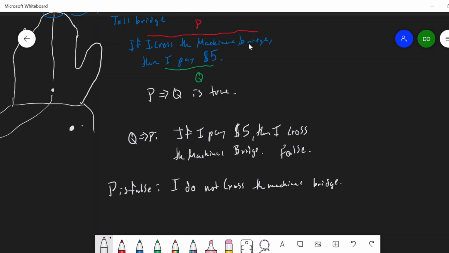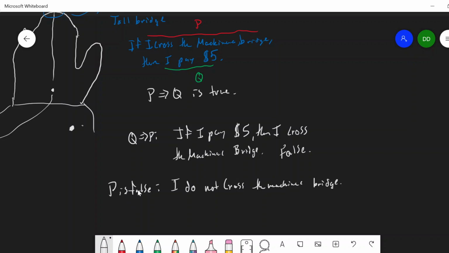Well, you would have to cross the Mackinac Bridge and not pay $5. That would be how you would disprove this to me. This implication would not be true in that case, right? It wouldn't have the cause and effect relationship because you didn't pay $5. Now, if you claimed this is false and you said, well, it's false because here I am sitting here, I haven't crossed the Mackinac Bridge, but I also haven't paid $5. Well, that doesn't really tell me anything about the implication. You haven't satisfied the hypothesis in that case.